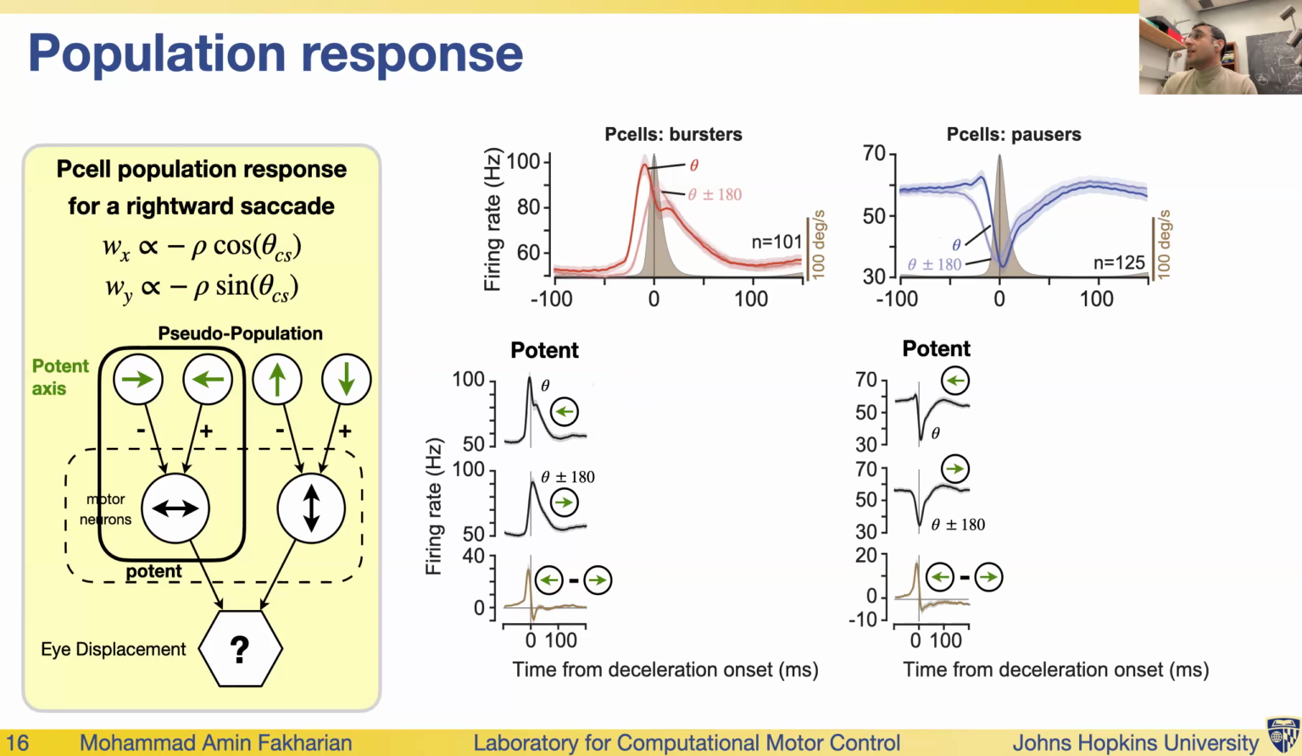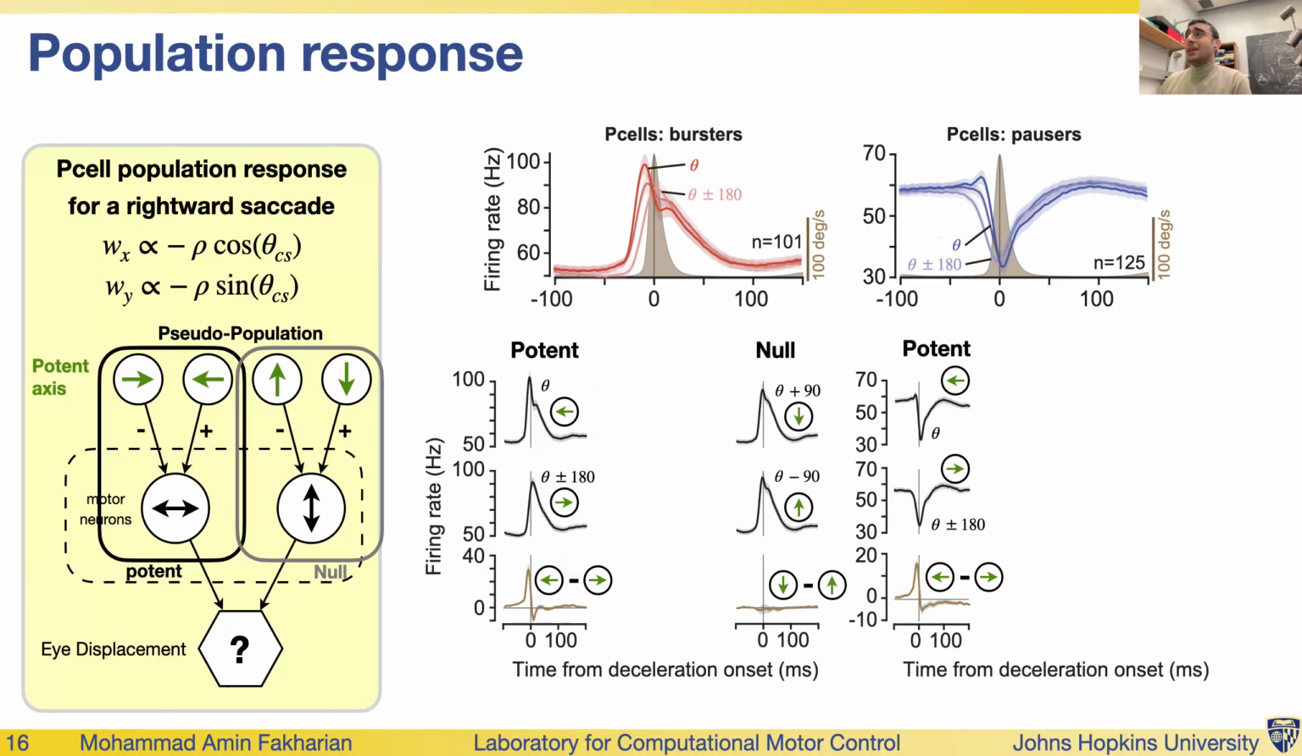And more interestingly, for the pausers, we see the exact same response as we see for the bursters. So although bursters and pausers are behaving very differently, following the null space theory and following the weights that we found from the perturbation, the population response is going to be similar for the bursters and pausers.